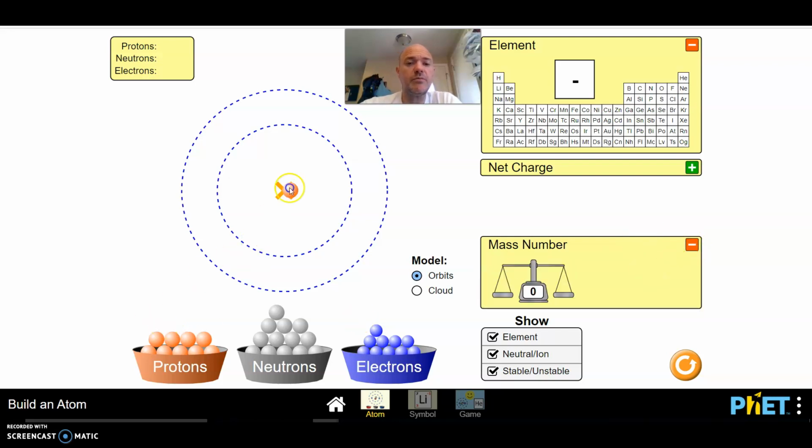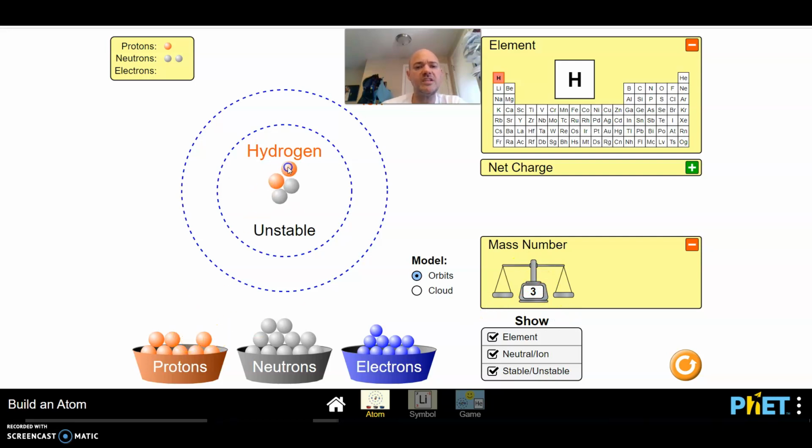So we talked about how the protons determine what an element is. Neutrons determine whether an atom is going to be stable or unstable. And they also affect the mass number. So the mass number is protons and neutrons, right? So if I've got one proton and one neutron, my mass is 2. You'll notice this is still a stable atom of hydrogen. I can add another one, and now it's an unstable atom of hydrogen with a mass number of 3.